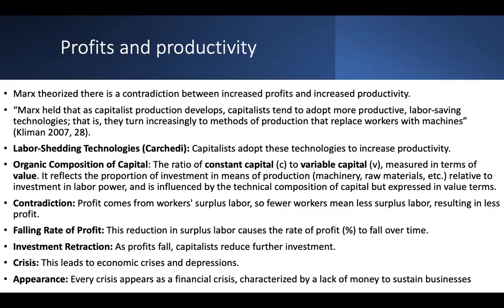But now, when you get to the more advanced stage of how a capitalist system operates, especially as the capitalist system develops more and more, Marx sees that there comes to be an increasing contradiction between profits and productivity. Basically, the more productive the economy gets, the more it tends to reduce the profit rate of the economy, which is problematic, obviously.